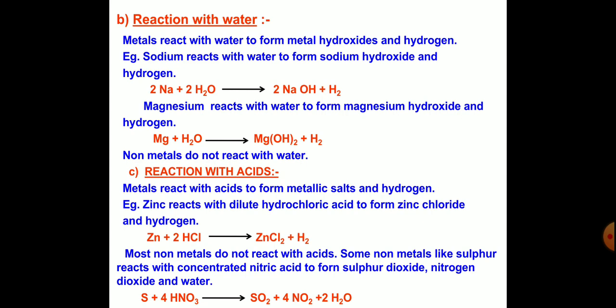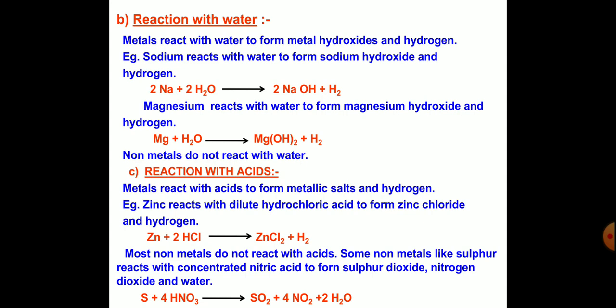When cold and hot water react, they form metal hydroxide and hydrogen gas evolves. But when a metal reacts with steam, it produces metal oxide along with the evolution of hydrogen gas.